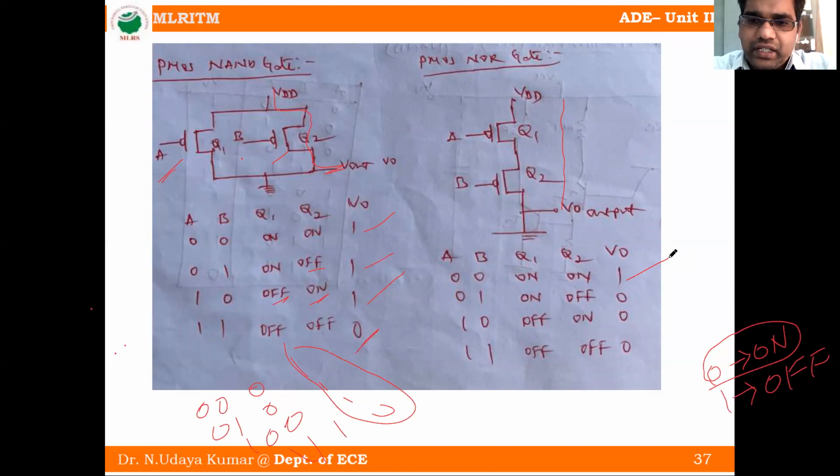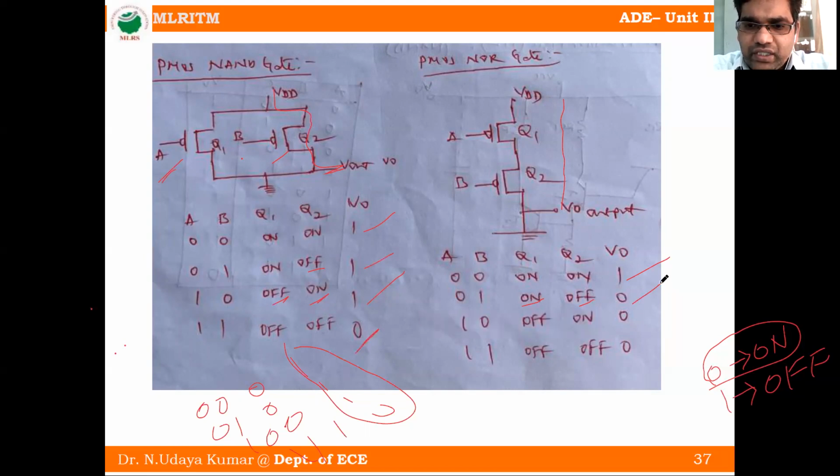Or high voltage. Next, the 0 1 case. 0 1 case means A is 0, so this transistor is on, and 1 means the transistor is off. Off means open circuit, so there is no connection to the output. That means the output is directly connected to the ground, so the output voltage is 0 volts.